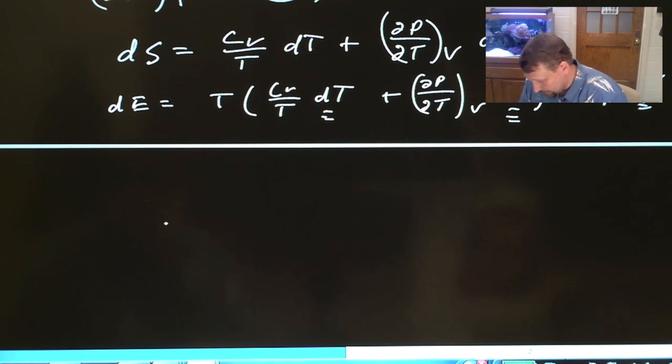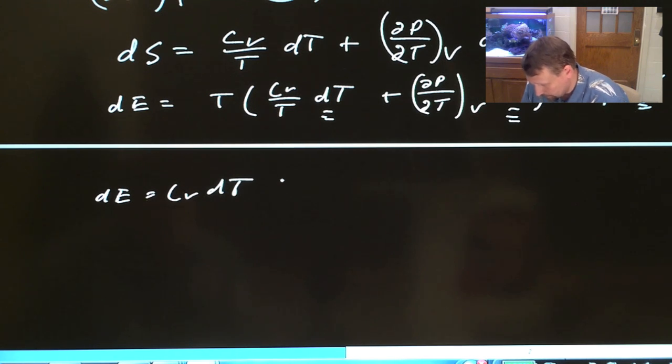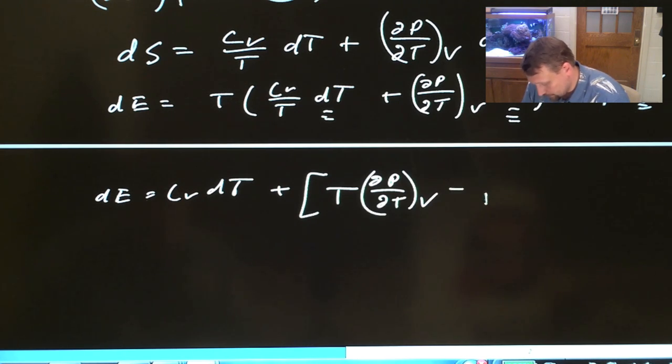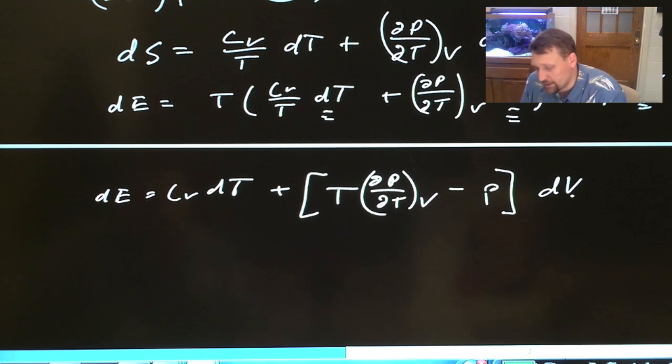So here we can group the dV's and the dT's together to end up with the following equation: dE equals Cv dT. For the first part, we'll pull the dT out, and the T's cancel here and here. And then we have the dV's that are grouped together, plus T (∂P/∂T) at constant V, minus P times dV. Now we have all the dV's together. Can we take this any further?